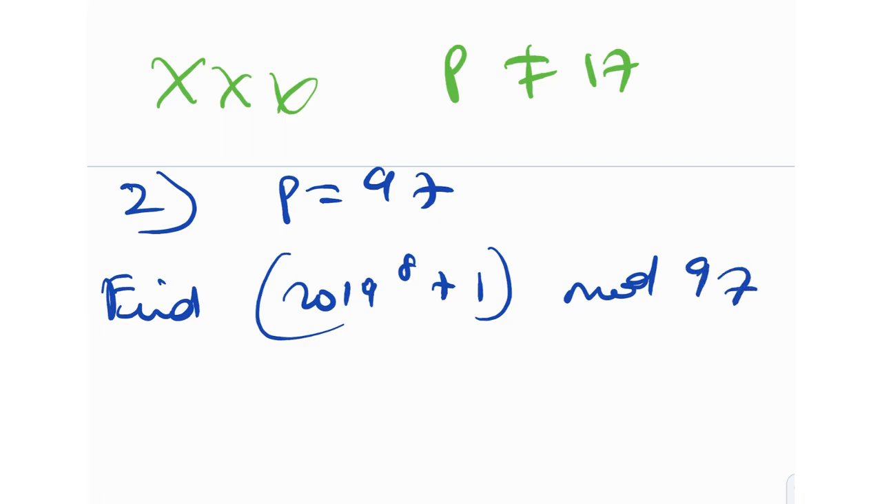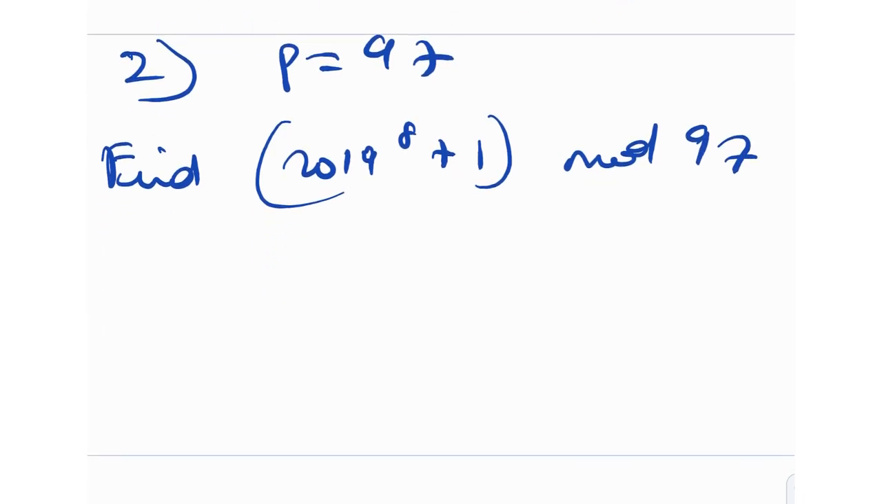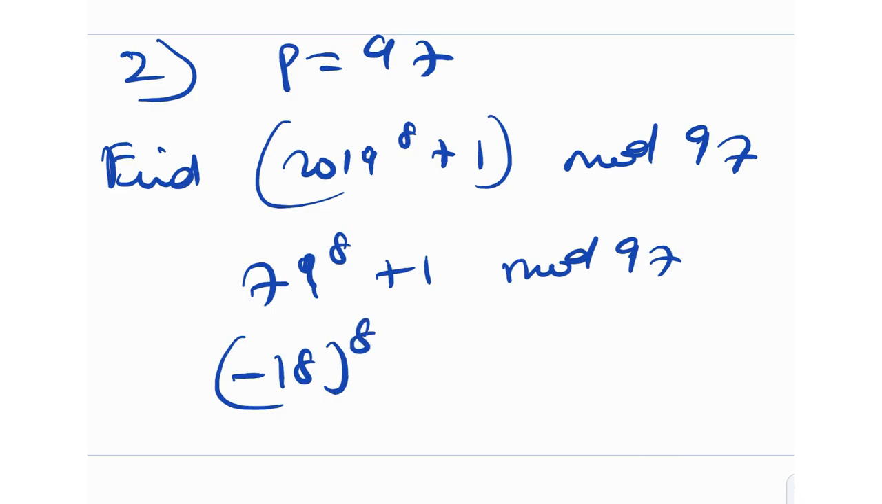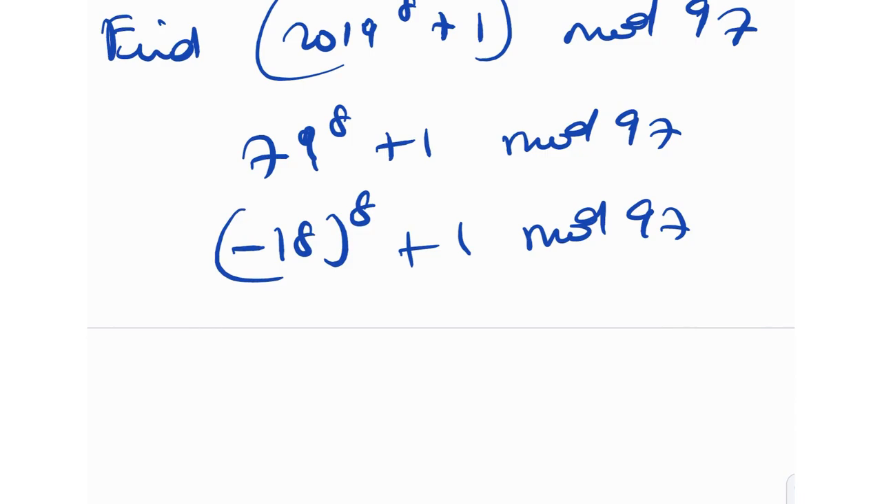What's the remainder when 2019 raised to the power 8 plus 1 is divided by 97, right? So 2019 so happens to be 79 mod 97. So this is 79 raised to the power 8 plus 1 mod 97. Now 79 is negative 18. So this becomes negative 18 raised to the power 8 plus 1 mod 97. And 18 squared is 324. So this becomes this mod 97.